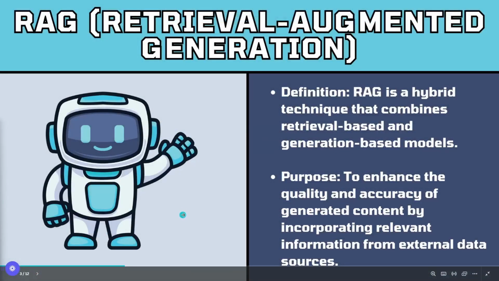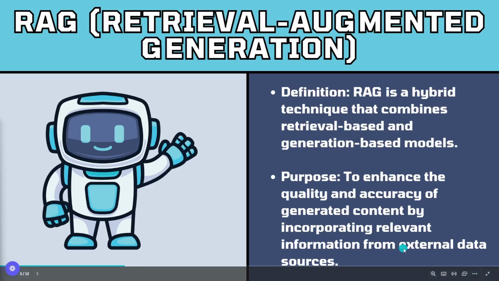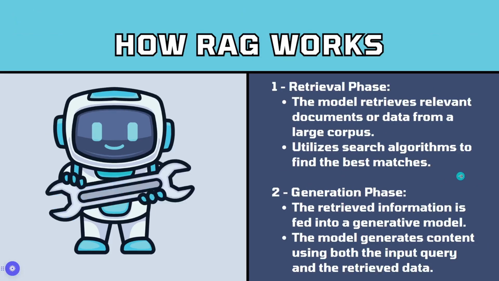So really quick, it's just a couple of slides, and we're going to see here what RAG is, or retrieval augmented generation. The definition of RAG is a hybrid technique that combines retrieval-based and generation-based models. The purpose is to enhance the quality and accuracy of generated content by incorporating relevant information from external data sources, like the JSON file we're going to use.